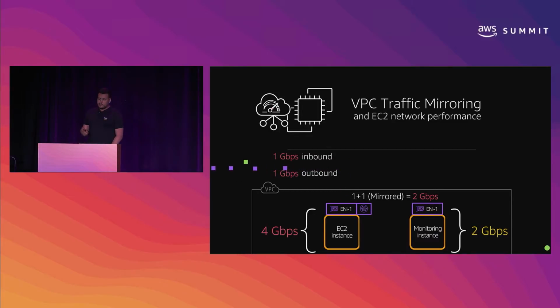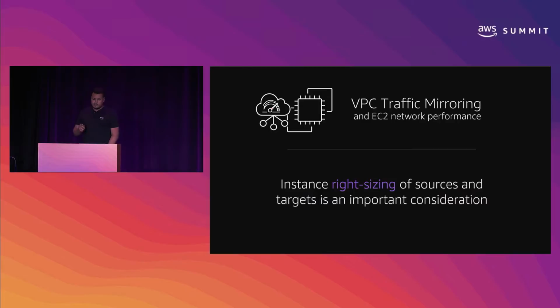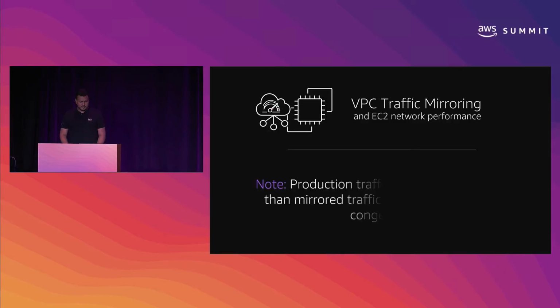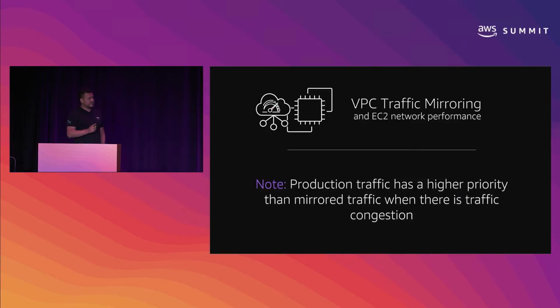So, instance right sizing. This is very important here, and that basically explains what I was saying earlier. You want to make sure that the amount of traffic that you're sending into an EC2 instance has enough buffer to be able to send the exact amount of traffic that's coming in to that destination instance. But one thing to note here is production traffic takes a higher priority over the mirror traffic.